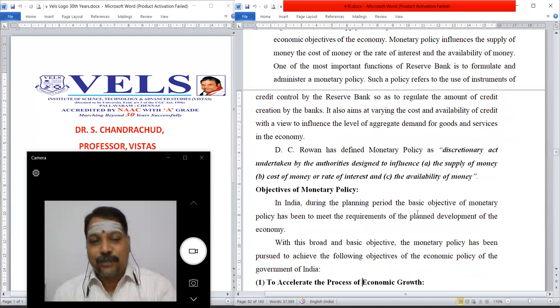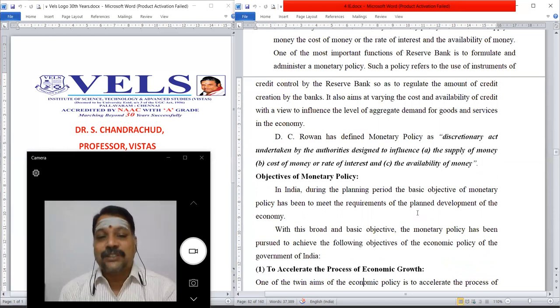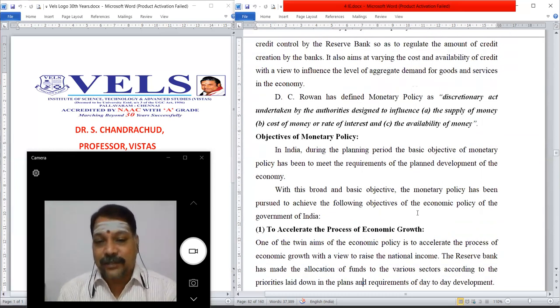So the monetary policy consists of three things. What are they? The supply of money. Number two, the cost of money or rate of interest. And the third one is the availability of money. So these three things should be regulated and influenced by the central bank.